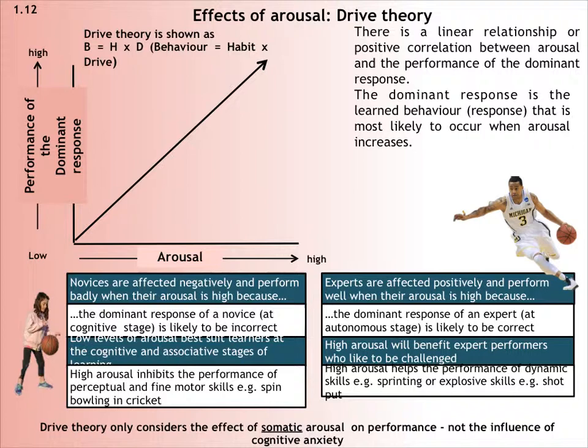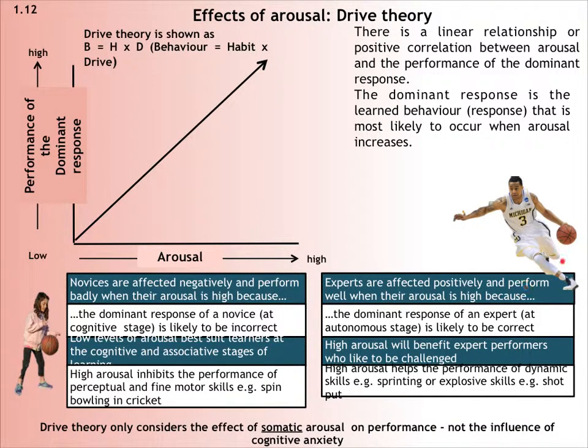Novices are affected negatively and perform badly when their arousal is too high. So this isn't great for this young lady down here. The drive theory sort of goes against what we should be doing with beginners or people at the cognitive stage of learning. The dominant response of a novice at the cognitive stage is likely to be incorrect. Low levels of arousal best suit the learner at the cognitive stage and the associative stage of learning. High arousal inhibits the performance of perceptual and fine motor skills, for example spin bowling in cricket, or it might be just dribbling in here. So it's really important that we try and keep people in the cognitive stage of learning at a low state of arousal, which goes against this theory.